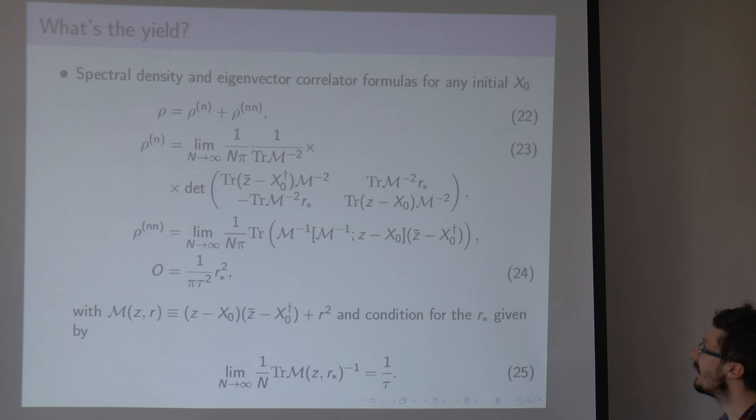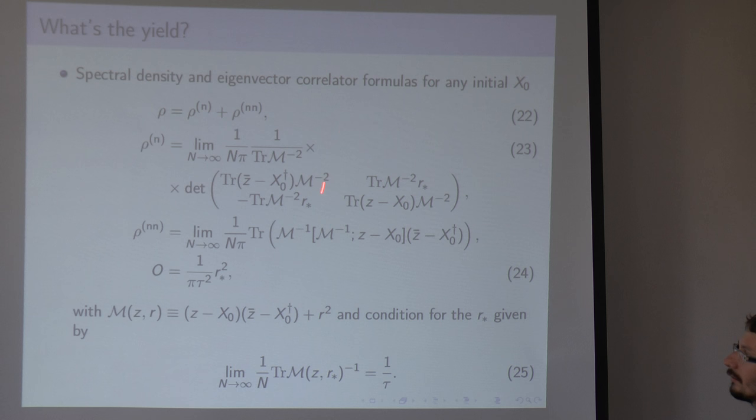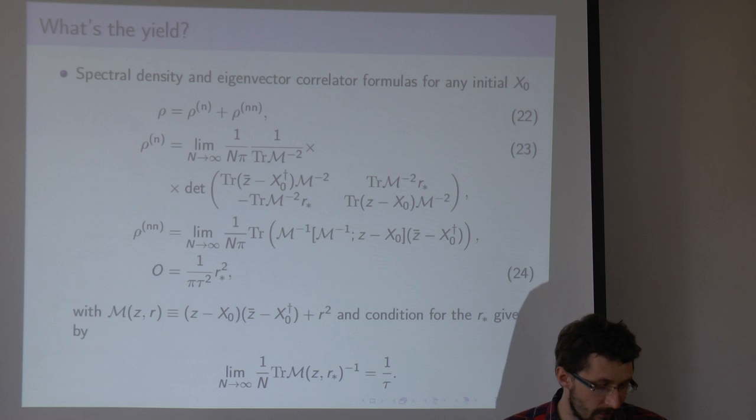So you can basically set up some initial matrix x0 and compute it, I don't know, put it into Mathematica or something, and you will get the spectral density and the eigenvector correlator. Of course, this is not that straightforward, because there is this R star which you need to find by this equation. Okay, it's an implicit equation, but it works perfectly for any x0.